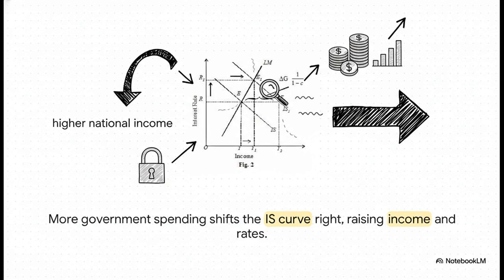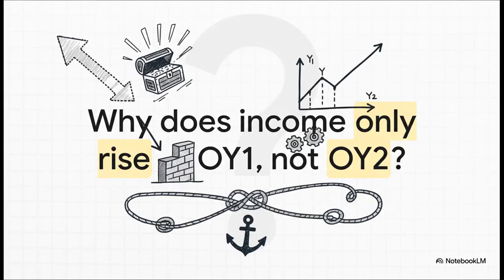Now, our new equilibrium point, E1, shows that we achieved our goal of a higher national income. That's great. But notice something different this time? The interest rate has also gone up. And this is where it gets really interesting. Look at that gap between Y1 and Y2. The initial boost from all that government spending suggested that income could have jumped way higher, all the way to OY2. So, what's holding it back?